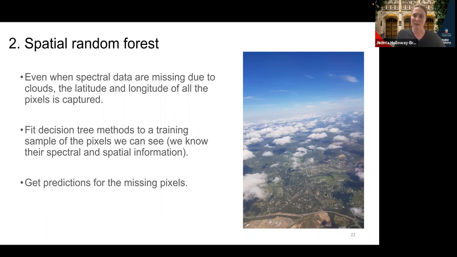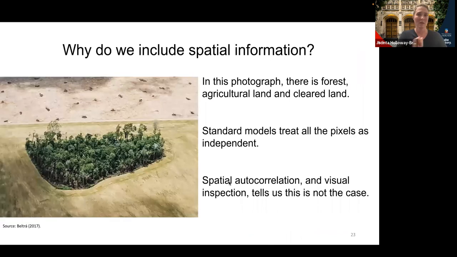Because looking at what's around it is really very informative for what's missing in the middle. Okay, so why do we include the spatial information? Well, because of the first law of geography that tells us that things that are close to each other are more likely to be similar than distant things.